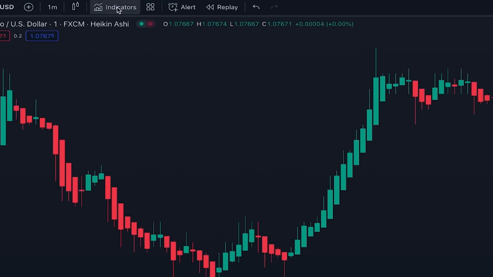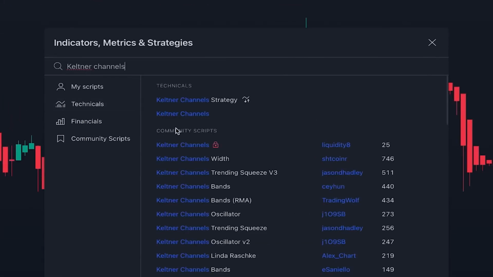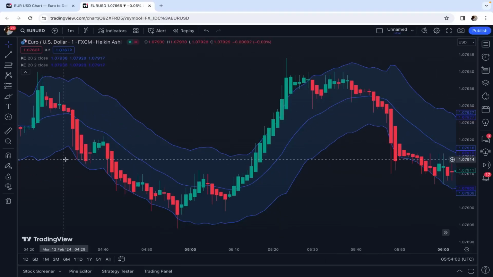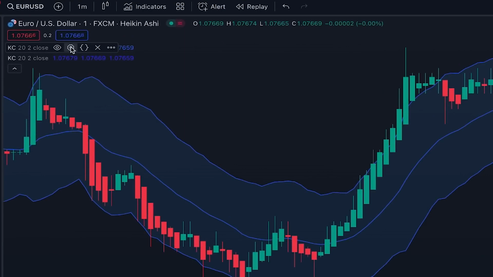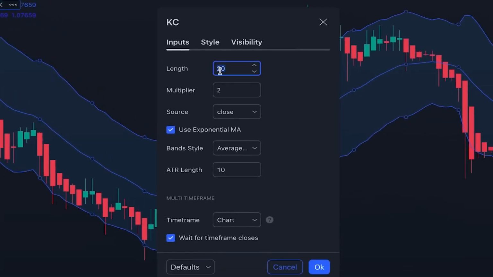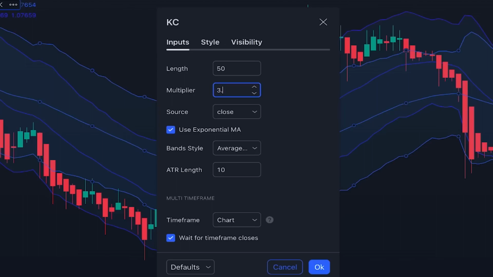After that, we need to add two Keltner channels to our chart. We add this one, which is a built-in indicator on TradingView platform. And then we need to change the settings of these Keltner channels. So we go to the settings of the first Keltner channel, and then here for the length we set it at 50, and for the multiplier we set it at 3.75.